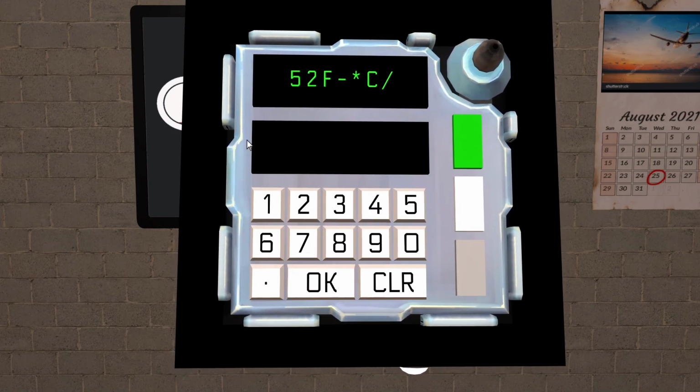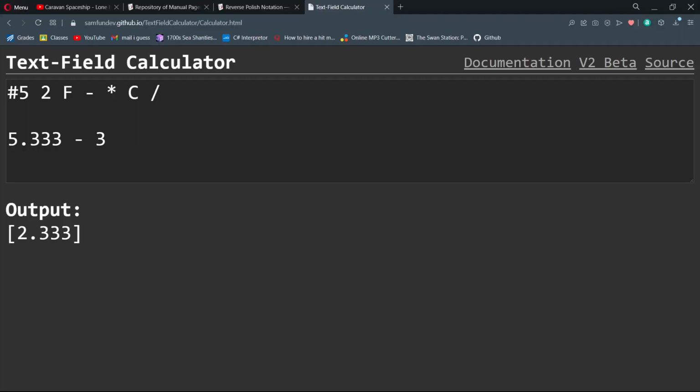Okay, 5 2 F minus times C divided. I'll just write this down in the textbook calculator real quick before I switch over. Times C divided. Alright. So this is what I said when the equations get more complex. At least I believe I said that. No, that was my last recording attempt.